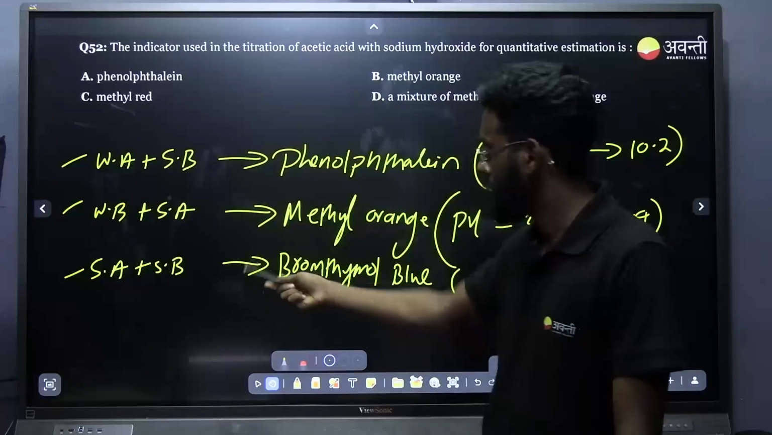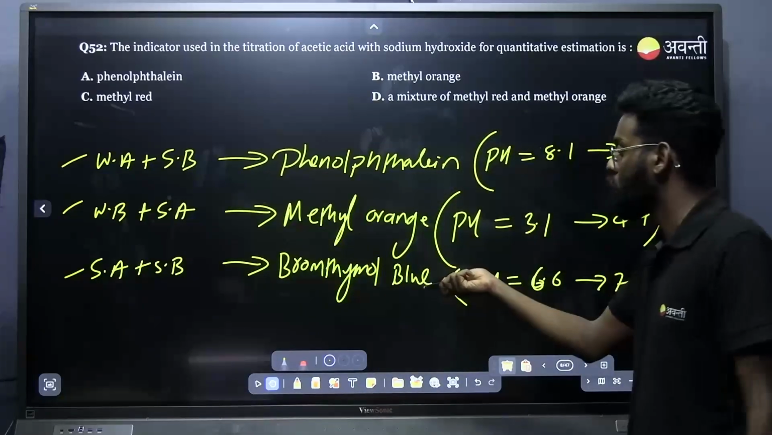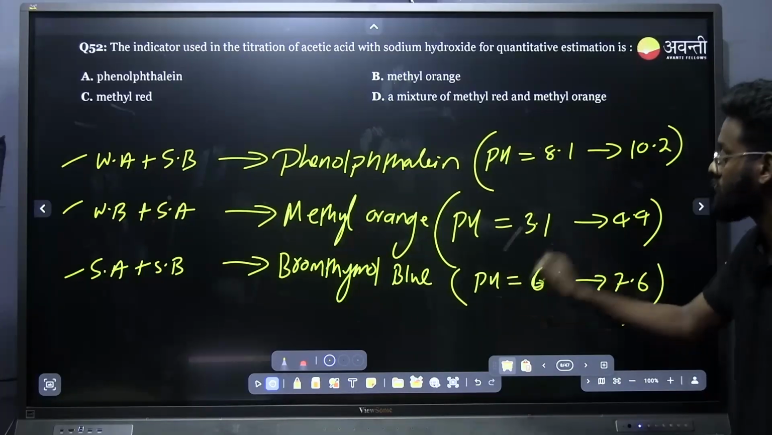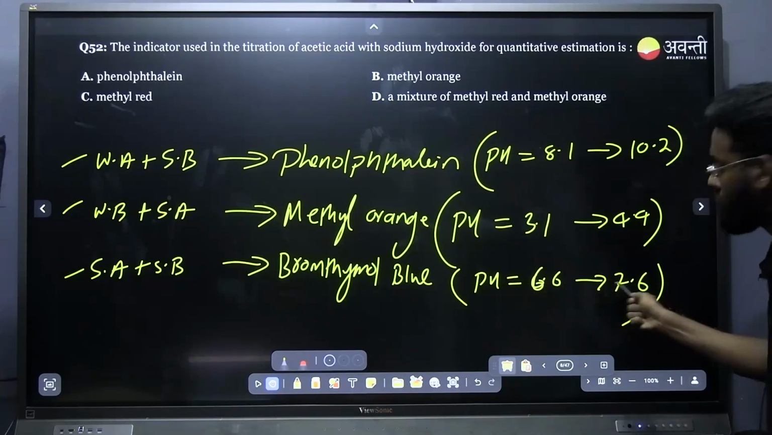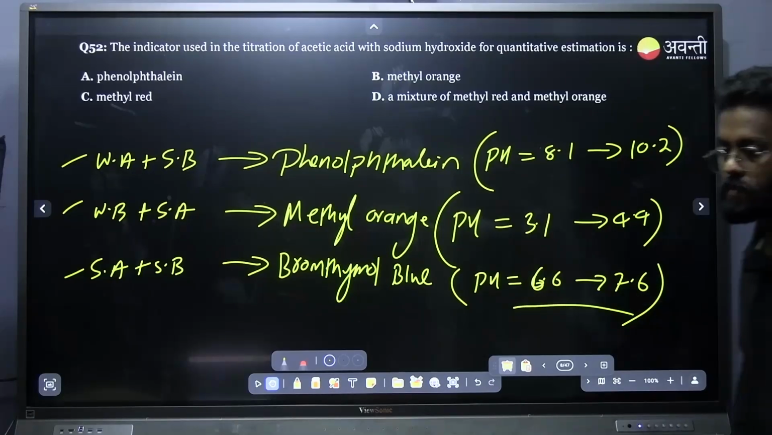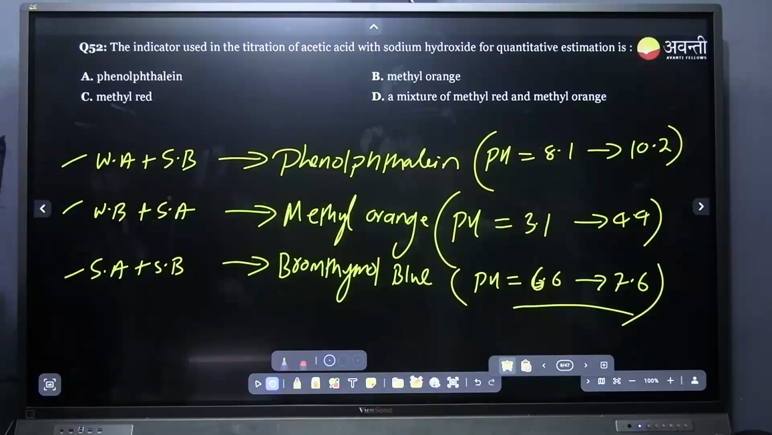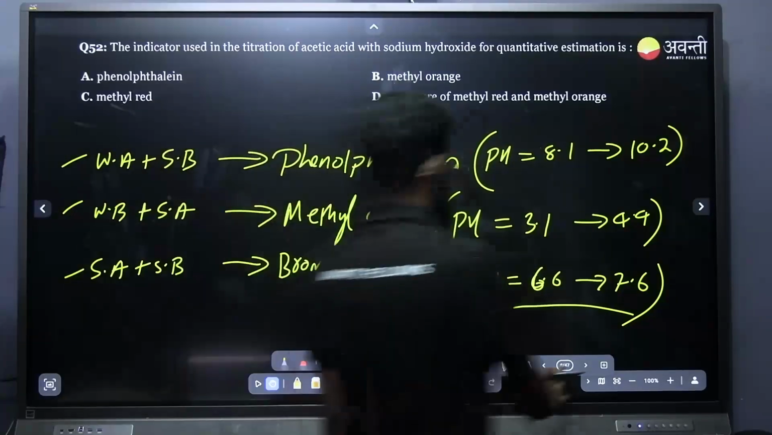If it is weak acid and weak base, the same bromothymol blue. Any indicator which shows a color change in the neutral pH range can be used. Got it, Surabhi? Yes. Okay, we'll be moving to the next question.